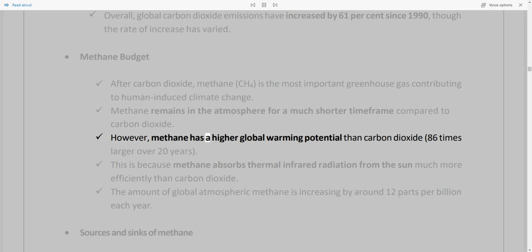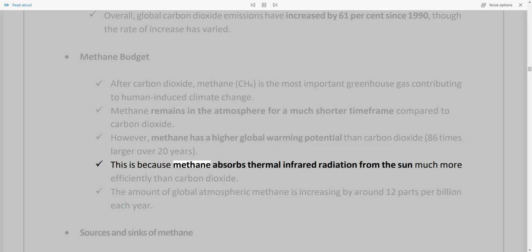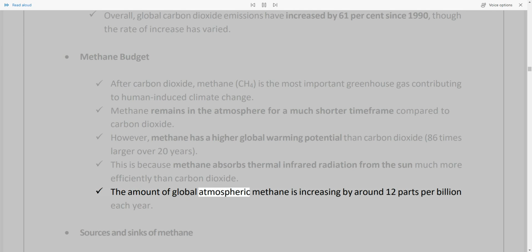However, methane has a higher global warming potential than carbon dioxide, 86 times larger over 20 years. This is because methane absorbs thermal infrared radiation from the sun much more efficiently than carbon dioxide. The amount of global atmospheric methane is increasing by around 12 parts per billion each year. Sources and sinks of methane.